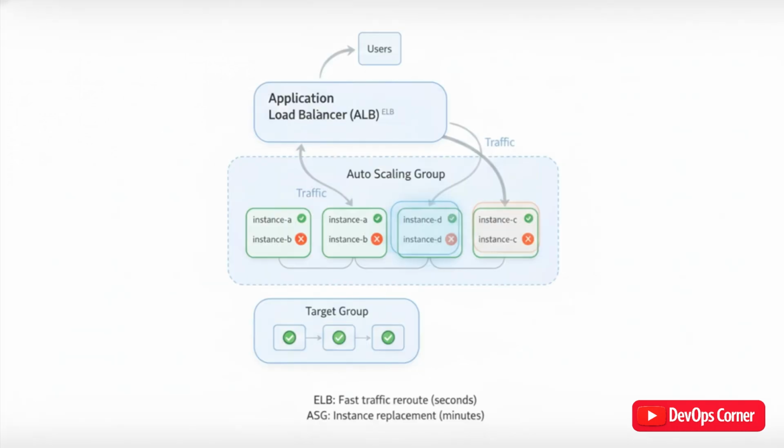This right here is the beautiful synergy between elastic load balancing and auto-scaling groups. The very instant an instance fails its health checks, the ELB's target group marks it unhealthy and immediately stops sending it any new traffic. That's the super fast reactive part. At the same time, the auto-scaling group sees the unhealthy instance, terminates it, and starts spinning up a brand new healthy replacement. So the ELB handles the immediate traffic problem while the ASG handles the long-term capacity problem.